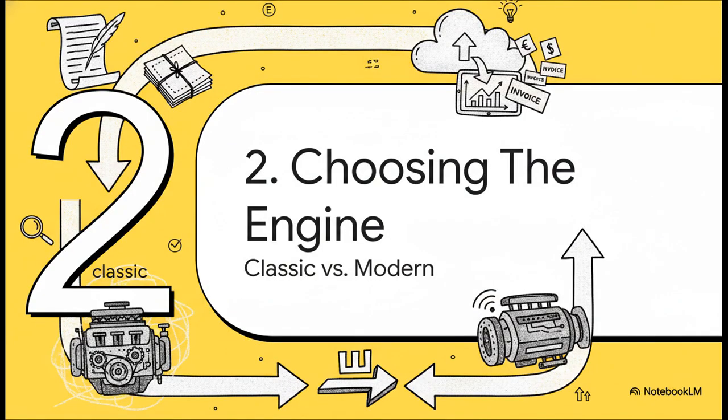Okay, so before anyone can even think about building this, there's a huge decision to make. It's a fundamental fork in the road that's going to determine the entire path of the project. Do you go with the classic, time-tested engine, or do you use the newer, more modern approach?